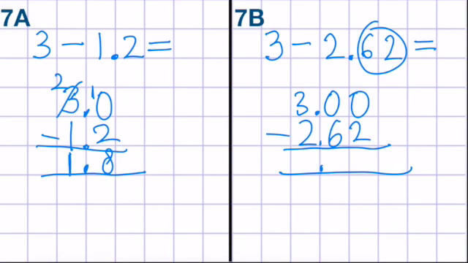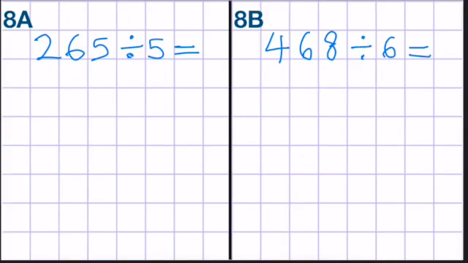0 subtract 2, I can't do that. If I go next door to take, I can't, as that's a 0. So I have to go to the ones column. That becomes 2. This becomes 10. Now I can take from there. That becomes 9. This becomes 10. 10 subtract 2 is 8. 9 subtract 6 is 3. And 2 subtract 2 is 0. So my answer is 0.3.